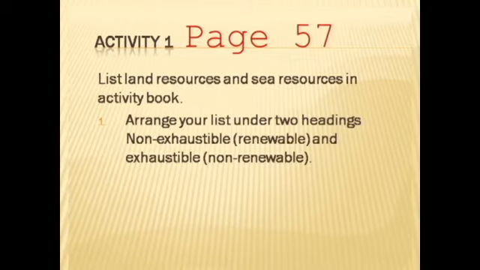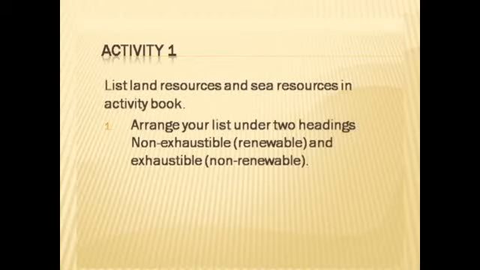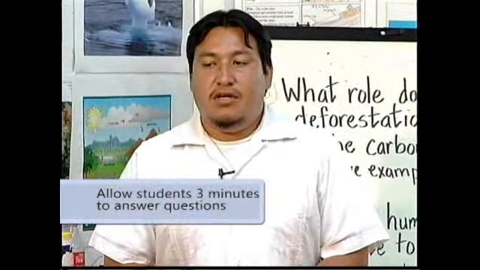Okay, now we're going to do a short activity. The activity will be found in your student activity book on page 57. So please turn to page 57 for me. Now we mentioned some, so I want you to make a list on land resources, and at the bottom of it you have sea resources. So you can pair up right now for a couple of 2 minutes and try to discuss and make as many examples on each column.